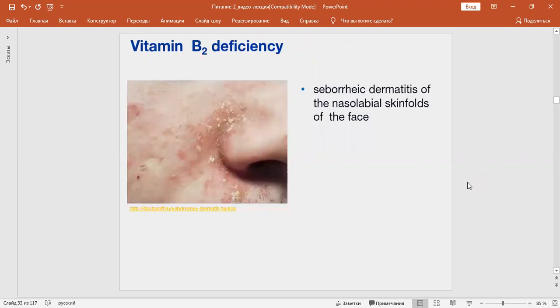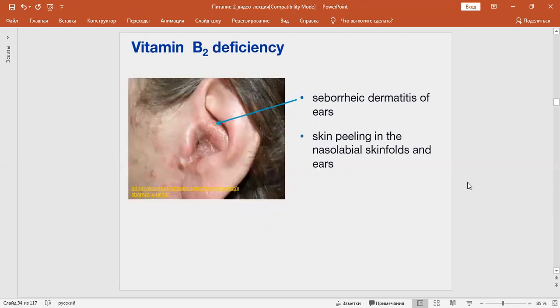Skin damage can be manifested by seborrheic dermatitis of the nasolabial skin folds of the face or of the ears, and by skin peeling in the nasolabial skin folds and ears.